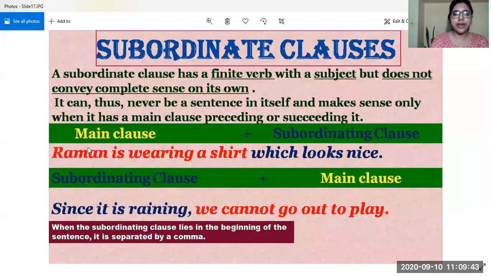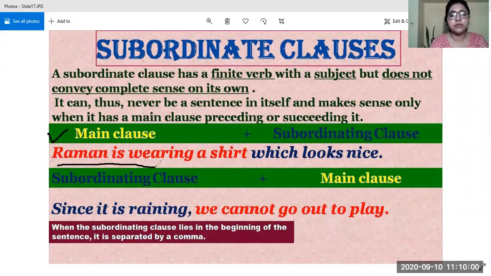Okay, so here I have given you the examples also so that you can differentiate between succeeding and preceding. Here main clause is preceding. Why? Because main clause is put before the subordinating clause. Raman is wearing a shirt which looks nice. So Raman is wearing a shirt.